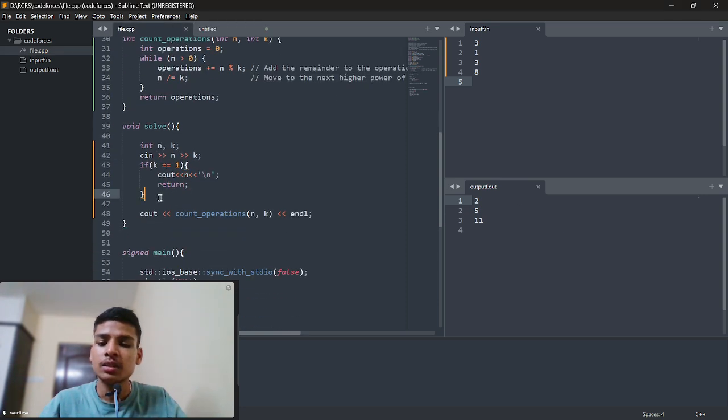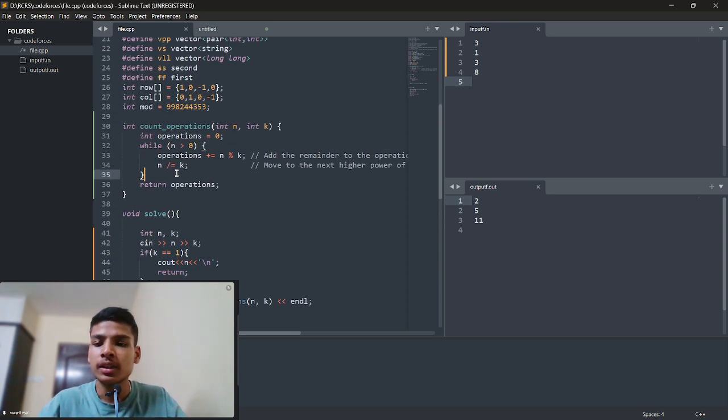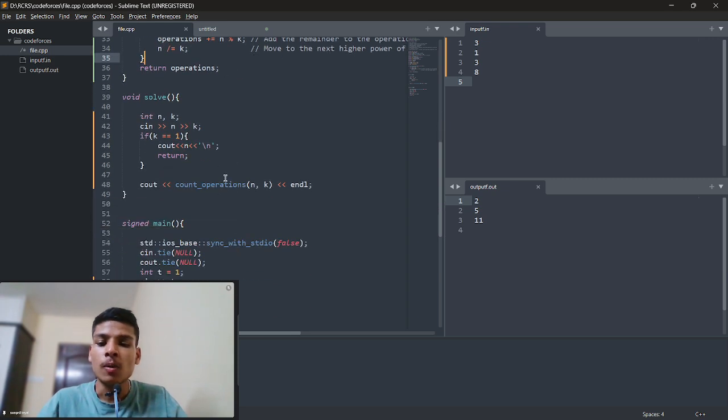Take the number. There is a special case also: if k is 1, then simply print n, because every power of 1 is 1 only. So this is the count operation method. It takes n and k, iterates while n is greater than 0, adds n modulus k to the answer, and divides n by k at every step. The number of operations is the sum of each n modulus k. So that is how you can solve problem A.